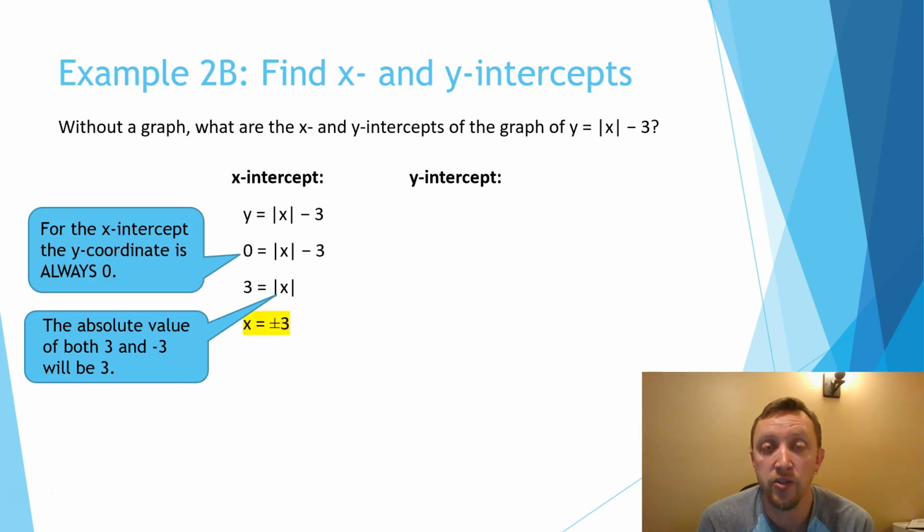So I have two answers here for x. The way that you could write that is with a plus or minus symbol, meaning that there are two answers: a positive 3 and a negative 3. So we have two x-intercepts. Now let's figure out how to find the y-intercept.